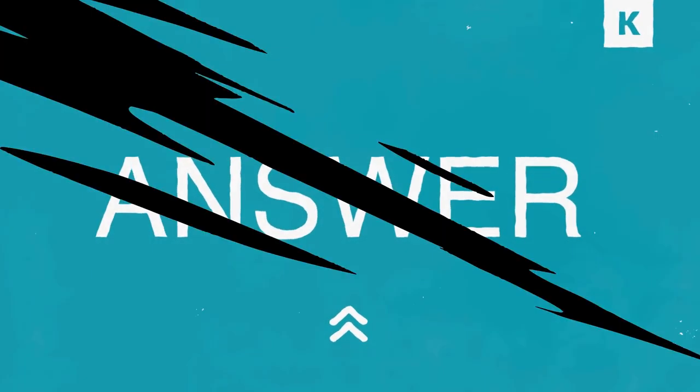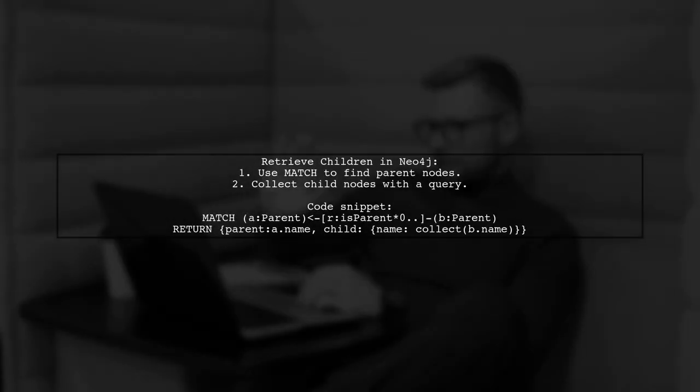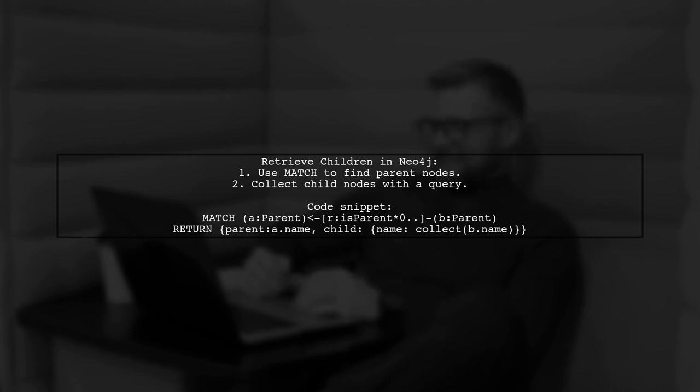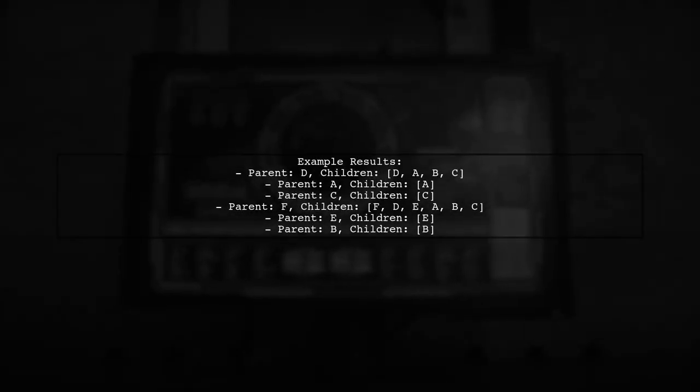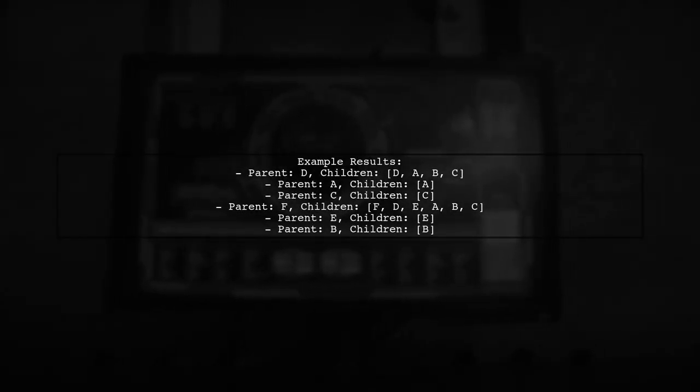Let's now look at another user-suggested answer. To retrieve all children of a specific node in Neo4j, you can use a Cypher query. This query matches a parent node and collects all its child nodes. The result of this query will show each parent along with their respective children. For example, parent D has children D, A, B, and C.